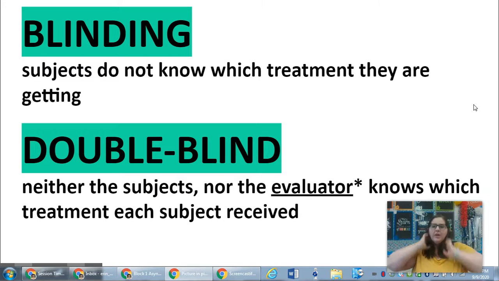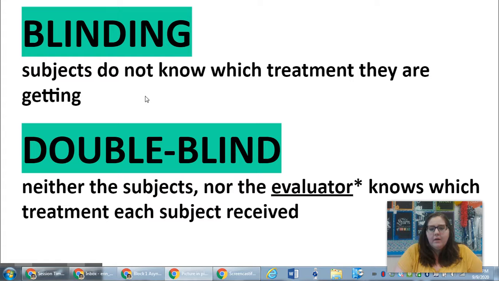And the reason that would matter, right? The reason either of these would matter, the subject knows they're getting the real medicine, or they know they're getting medicine A, they might have a bias against that particular kind of medicine, or if they know they're getting a placebo, they're obviously probably not going to feel any better because they know what they're getting. So keeping them from knowing kind of helps to control some of those outside variables.